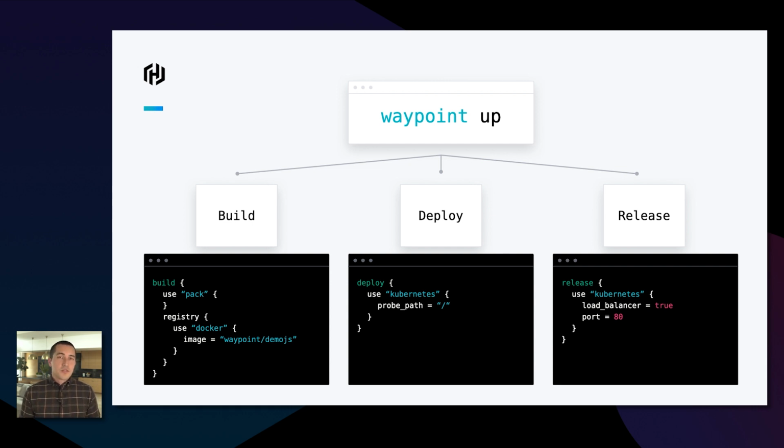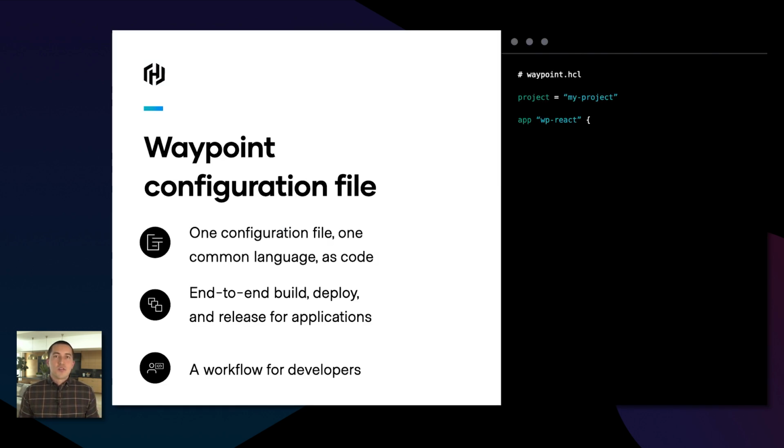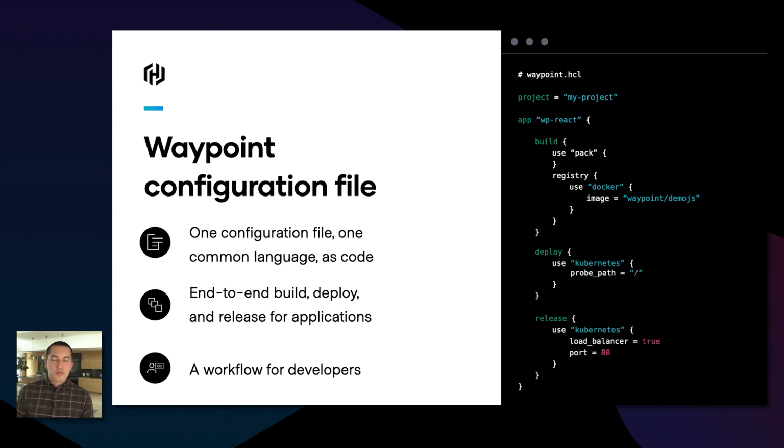We take each of these configurations and we put it into a single Waypoint configuration file. So seeing this example here, we would put in the build phase, the deploy phase, and the release phase. By putting it all in one file, you could reference this one file to know the full logic and life cycle of how that application gets to production.